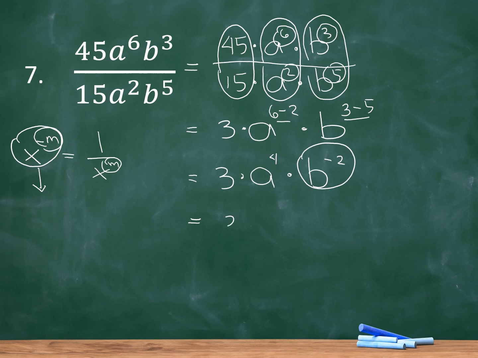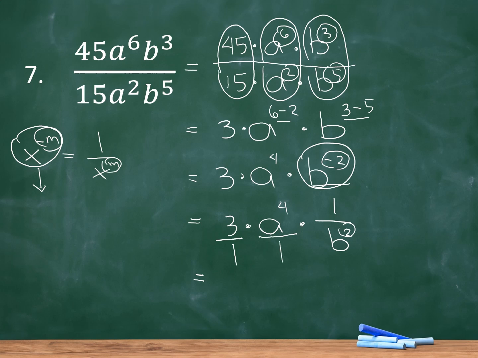Let's copy 3 times a to the power of 4 times. So what will happen to b to the power of negative 2? We will bring it down to the denominator, so it becomes 1 over b to the power of positive 2. Notice that the negative 2 became positive 2. So let's continue. You can think of 3 as having an imaginary denominator of 1. And you can also think of a to the power of 4 as having an imaginary denominator of 1.